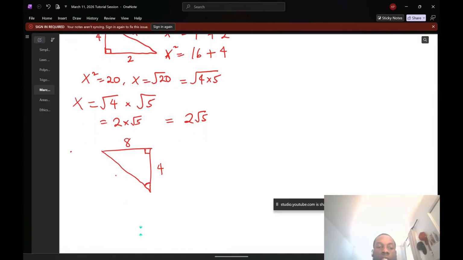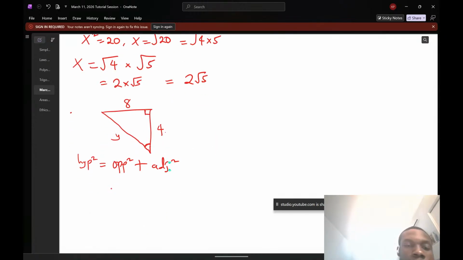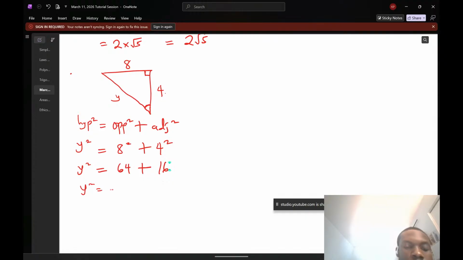So now we are looking for this side, y. Let's make this side y. So this is the opposite side we are looking for. We are given the opposite and we are given the adjacent. So we know that hypotenuse squared is equal to opposite squared plus adjacent squared, right? So y squared is equal to, the opposite is 8 squared plus 4 squared. So 8 times 8 is 64 plus 4 times 4, 4 squared is 16. Okay, so 64 plus 16 will give us 80. So y squared is equal to 80. So now y equals root 80.